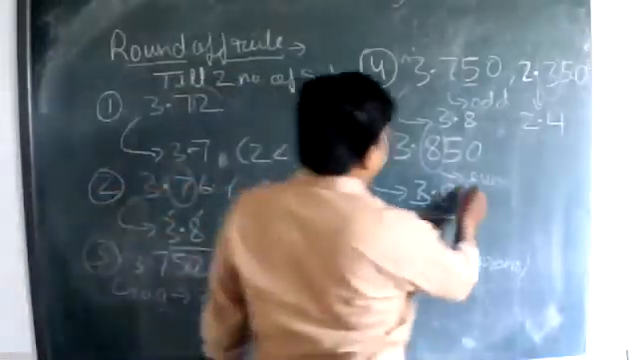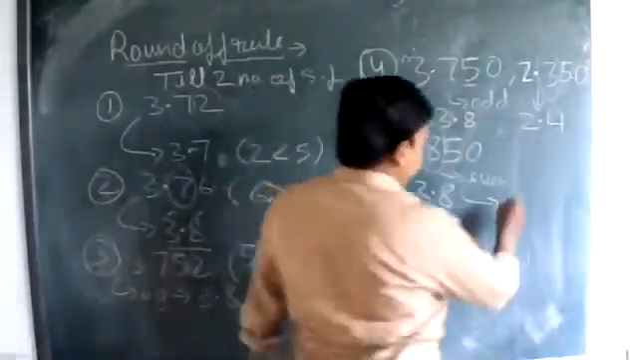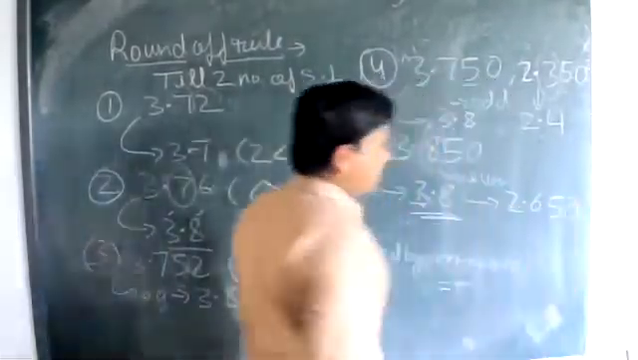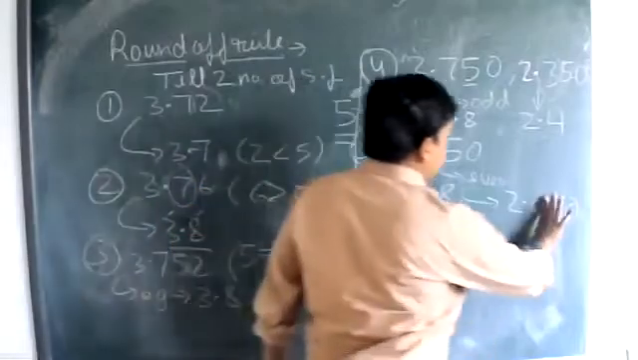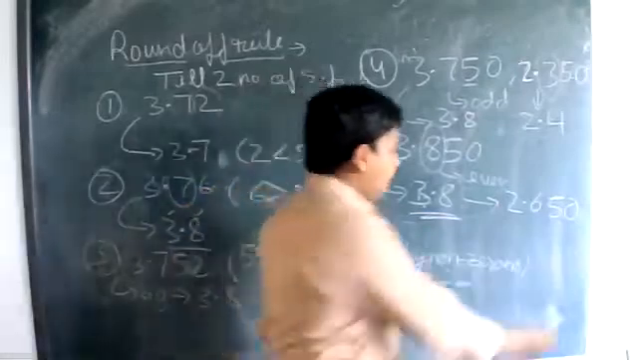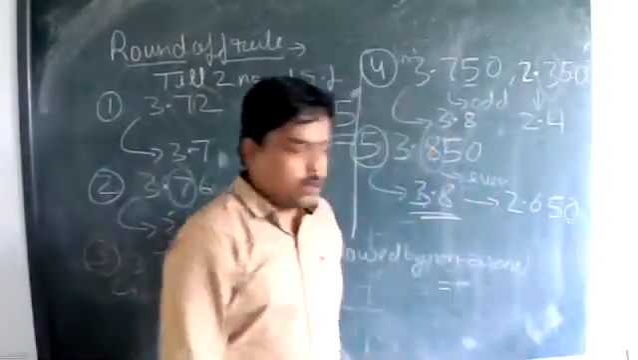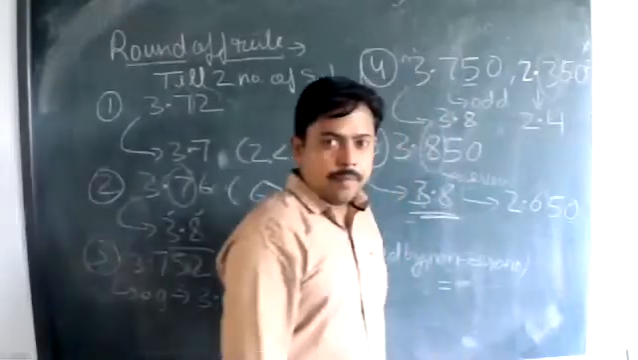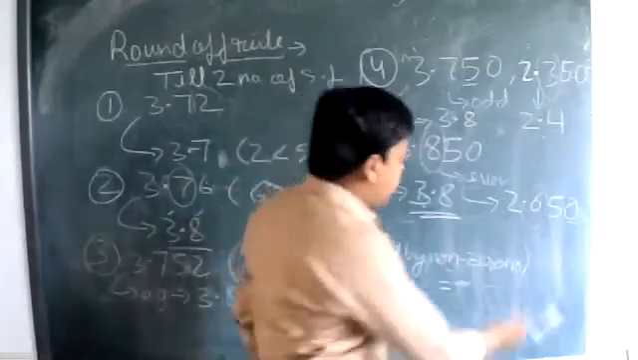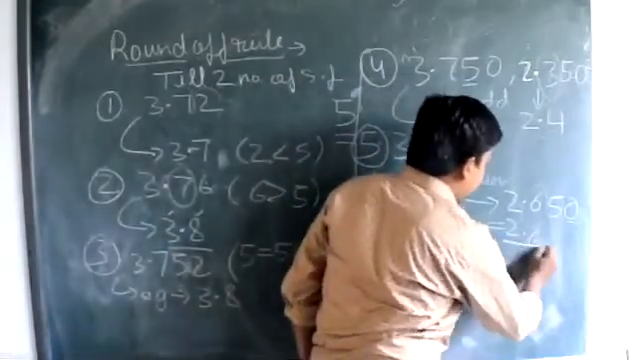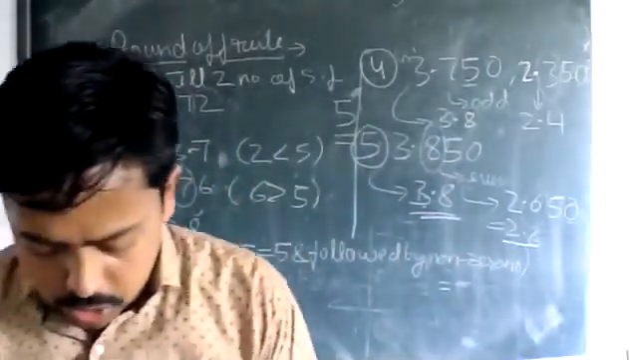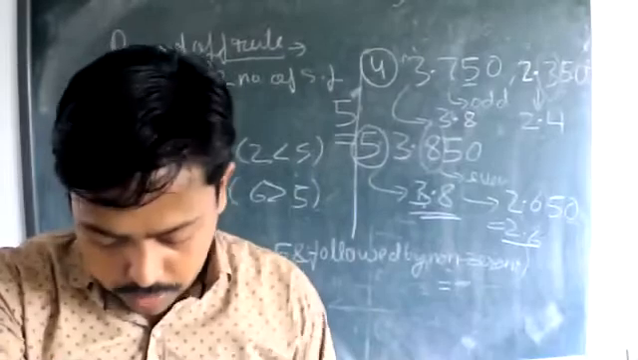Similarly, if you take the example of even, for example 2.650 is written here. If you want to eliminate these two numbers, this 5 is equal to our parameter 5 and it is followed by 0. So what will be this number? This number is even, so if we are eliminating the two numbers in such a case, 6 will be as it is 6. So the number will be 2.6. So this was all about the round off rule.